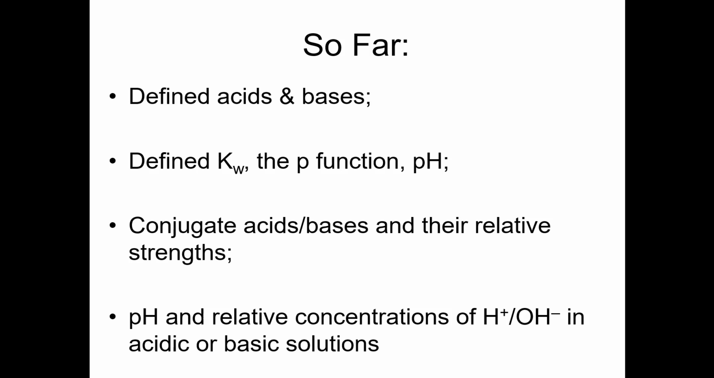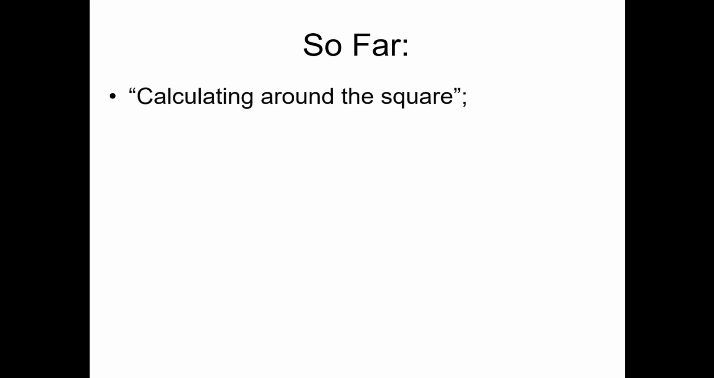An acidic solution has a higher concentration of H plus or hydronium. The basic solution has a higher concentration of hydroxide. We've done the exercise in class of calculating around the square, and probably the most practical application for that is calculating a pH in a situation where you know the hydroxide concentration of the solution. So that requires two steps.